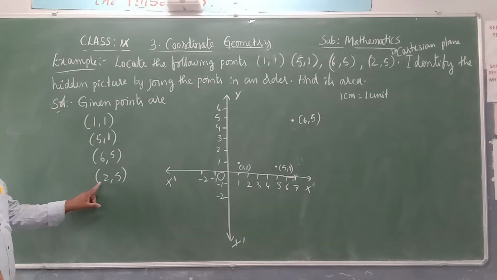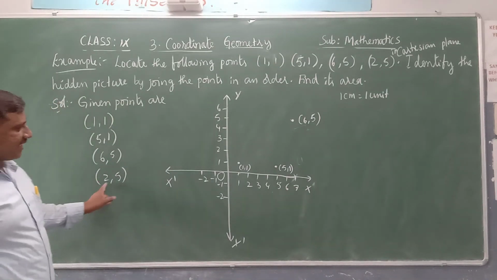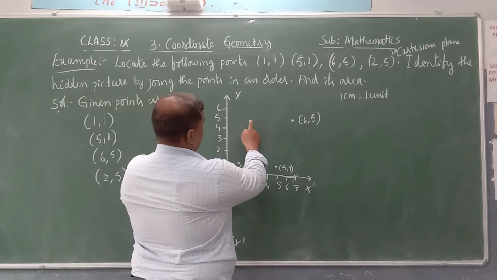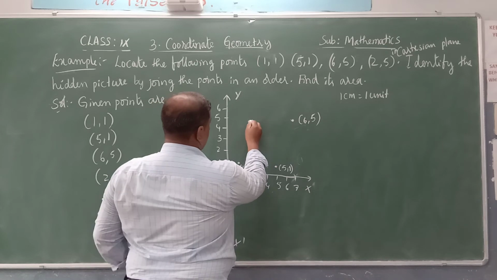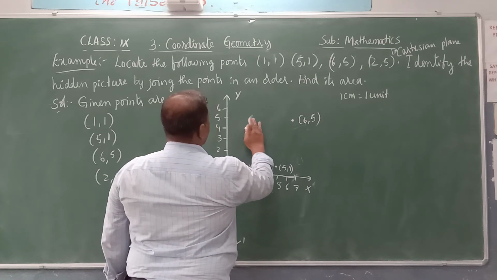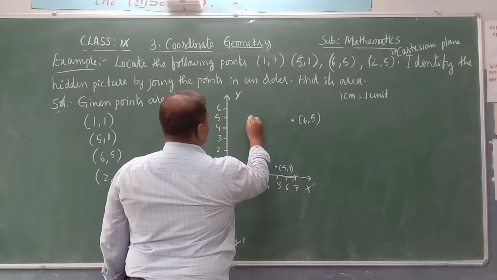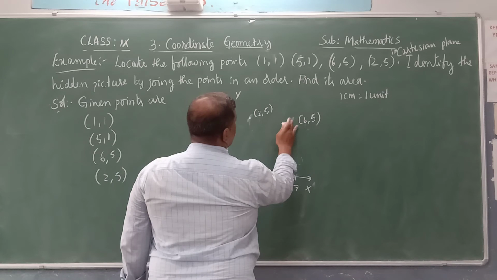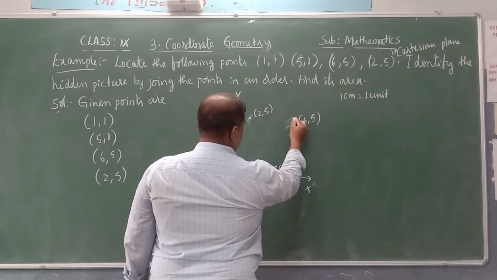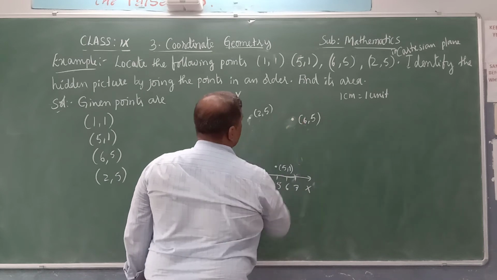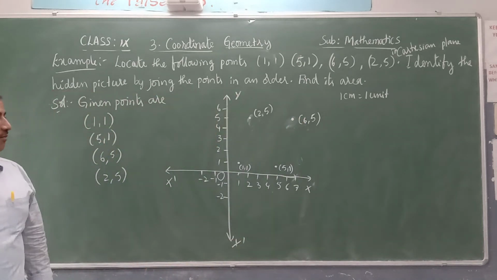Then the last point, 2, 5. X is 2 and y is 5. Yes, this is x is 2 and y is 5. This point is a little above, yes. This is 2, 5, and this is also a little above. Now like this we plotted all 4 given points.